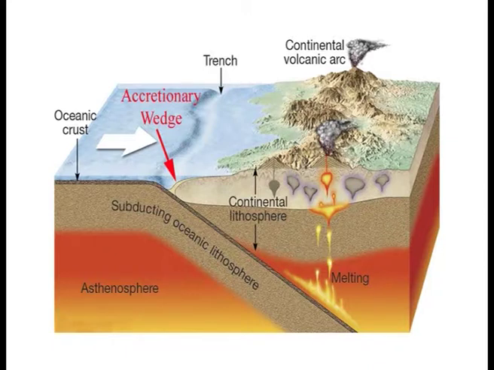Next is descending plates. This hypothesis suggests that a cold, dense plate descending into the mantle at a subduction zone may pull the rest of the plate with it and thus cause plate motion.